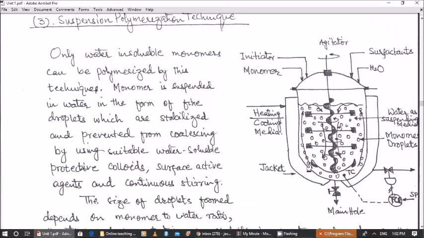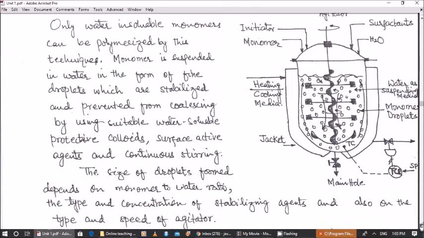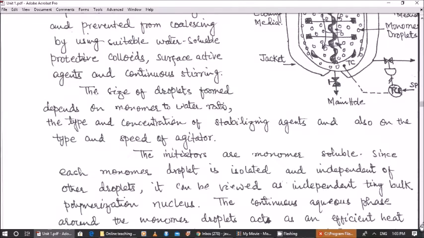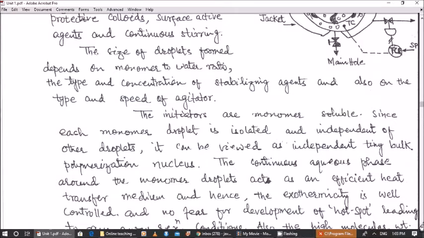The whole reactor is jacketed and heating and cooling media can circulate inside the jacket, and there is a manhole to withdraw the polymerized product from the reactor. The size of the droplet formed depends on the monomer to water ratio, the type and concentration of stabilizing agent, and also on the type and the speed of the agitator. The initiators are monomer soluble.